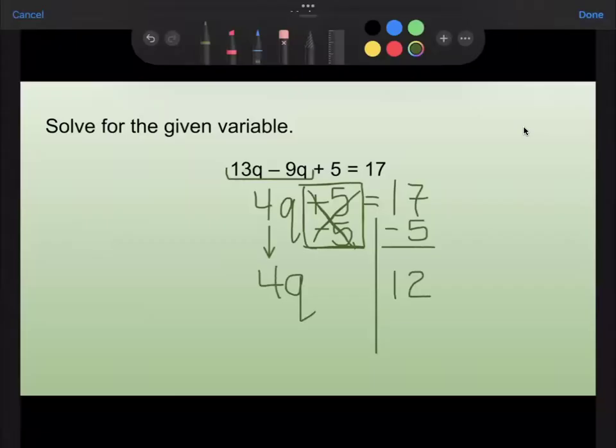Now, if I take q and I multiply it by 4, the opposite of that would be to divide it by 4. So I'm going to divide both sides by 4 so that the 4 moves away from the q. 4 divided by 4 is 1, and 1 times q is just q, so we're going to cancel those. Q equals, and then 12 divided by 4 is 3. So the final solution here would be q is equal to 3.